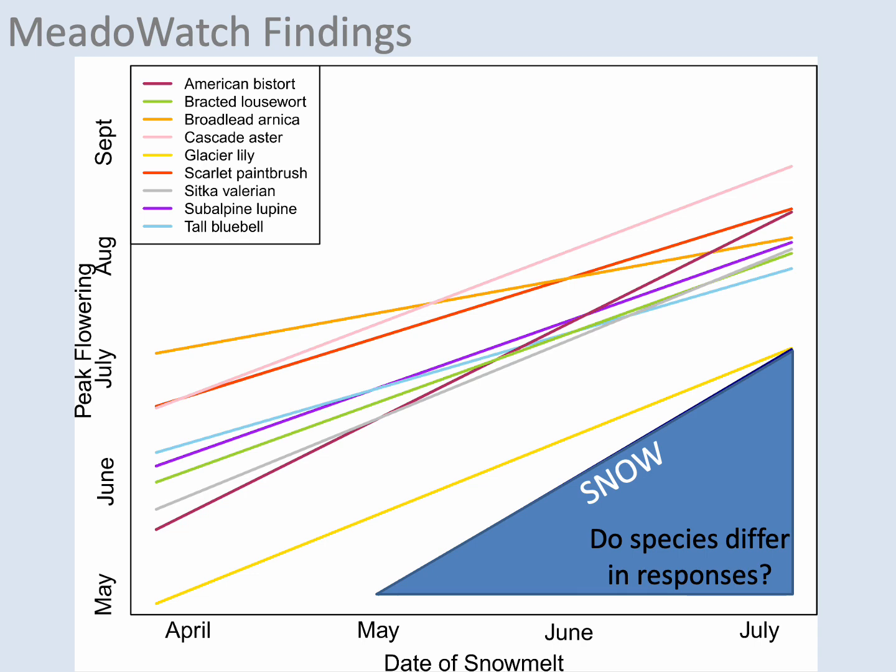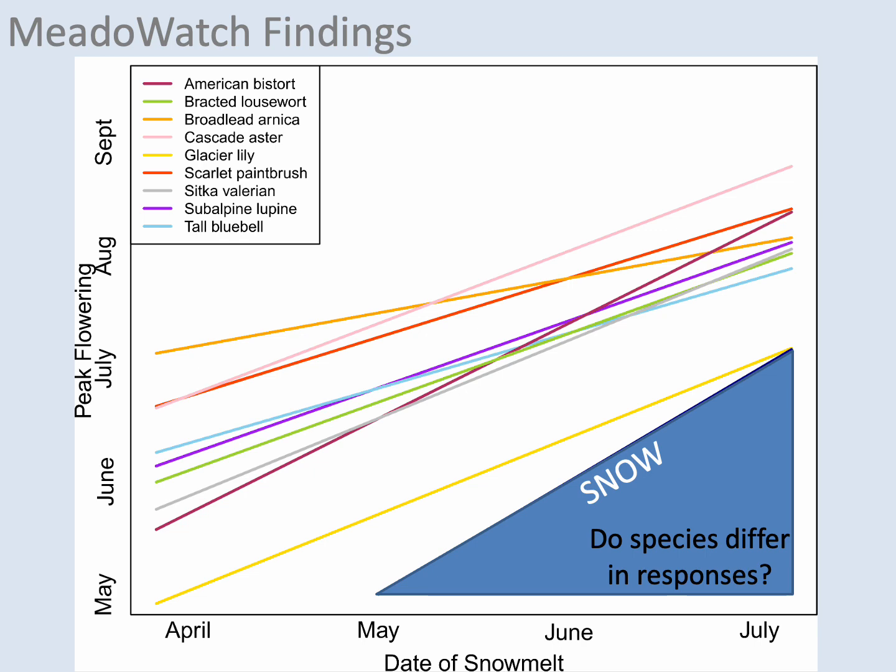So I want you to notice two things. First, all of the lines here show that when snow melts earlier, flowering also occurs earlier. So in this way, species responses are consistent. Earlier snowmelt, as we expect with climate change, we predict will cause all of these wildflower species to flower earlier.